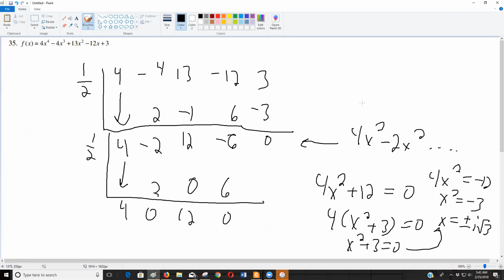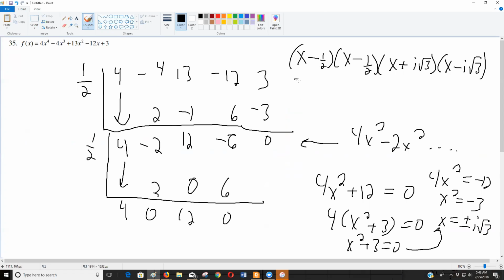So what do I have for linear factors? I have x minus 1/2 times x minus 1/2 times x plus i root 3 and x minus i root 3. Now, the only thing I would probably tweak with this is that writing x minus 1/2 is technically right, but really what we usually do is make those integers. So 2x minus 1 would give me the same result. All you do is take the 2 and multiply it by the x. Maybe we could write this as 2x minus 1 quantity squared.